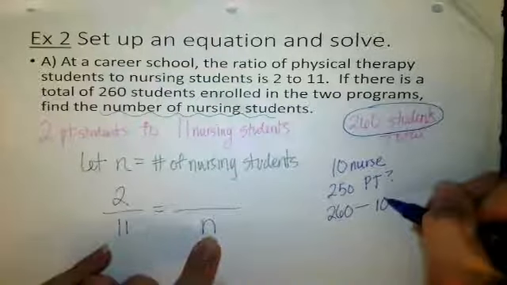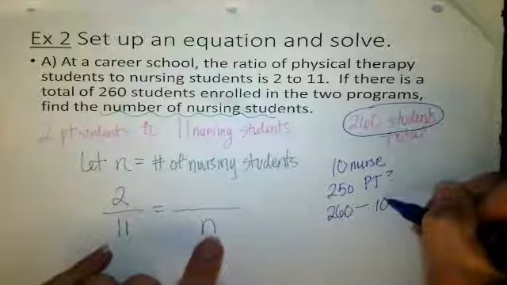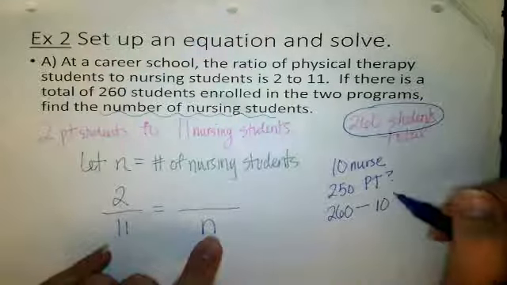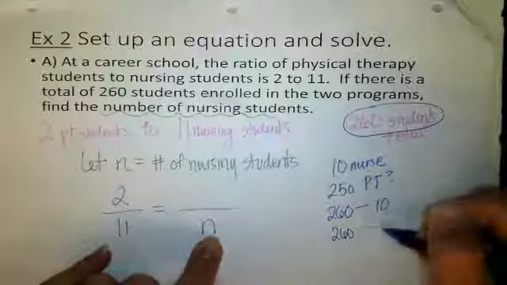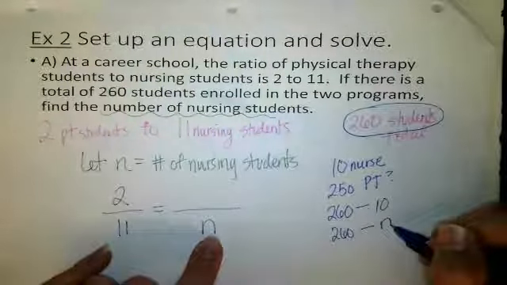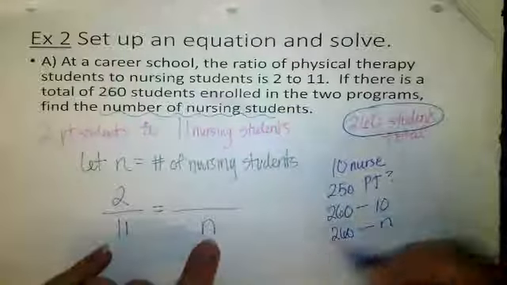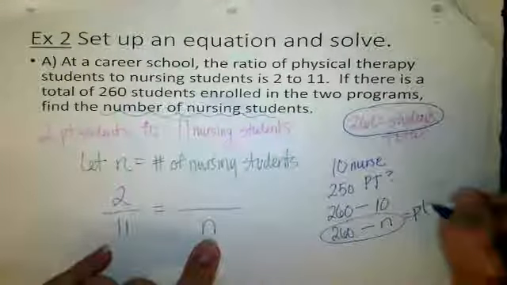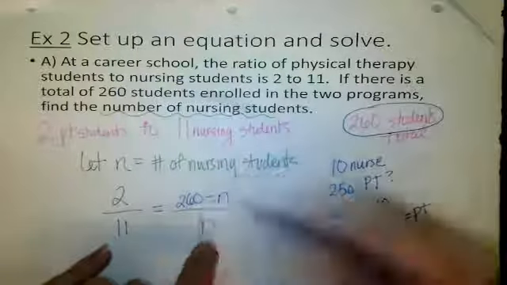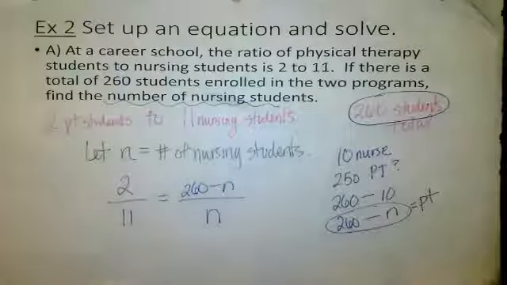All right. So we have n nursing students. How should we figure out how many physical therapy students there are? 260 minus n. Do you see how that works? Sometimes just putting in a number makes things so much more clear. This would give us the number of physical therapy students. 260 minus n. Do you know how to solve that?